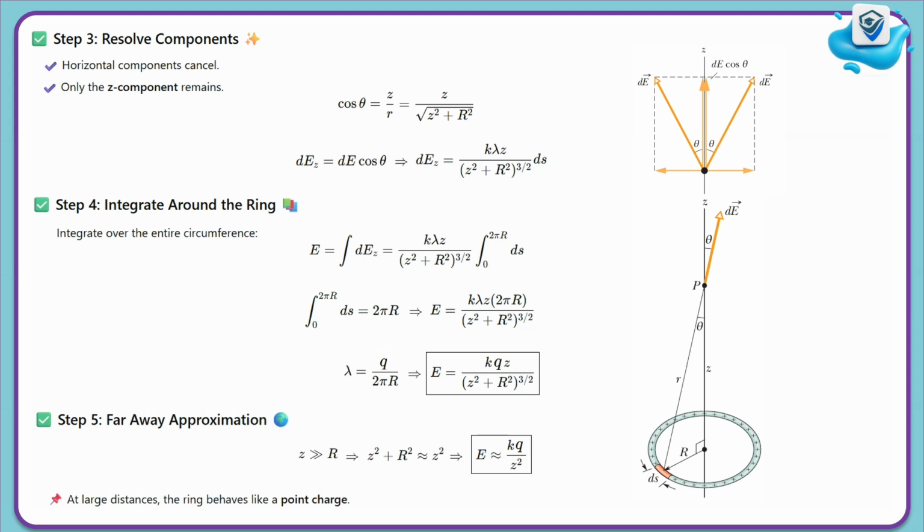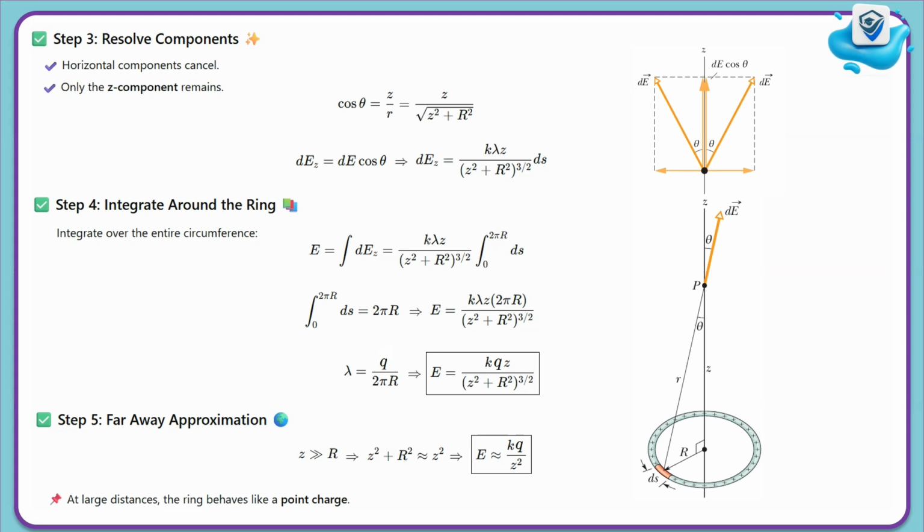Step 5. Finally, let's consider a point very far from the ring. When z is much greater than r, we can neglect r squared compared with z squared. This simplifies the equation to E equals kq divided by z squared. This means that at large distances, the charged ring behaves just like a single point charge, with total charge Q. This is a very important result to remember because it appears frequently in physics exams.